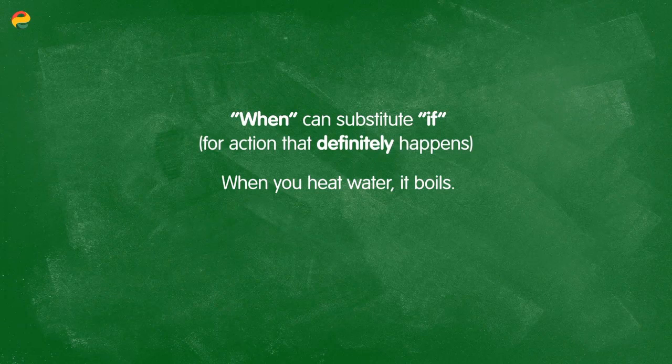By the way, we will replace if with when if we are 100% certain this action will definitely happen. For example, when you heat water, it boils. We know that if we heat water enough, it is going to boil, so we can use when. Now, depending on whether or not the action is real or unreal, and depending on the likelihood or the possibility that an event will actually happen, we have 4 different kinds of conditionals that we can use.